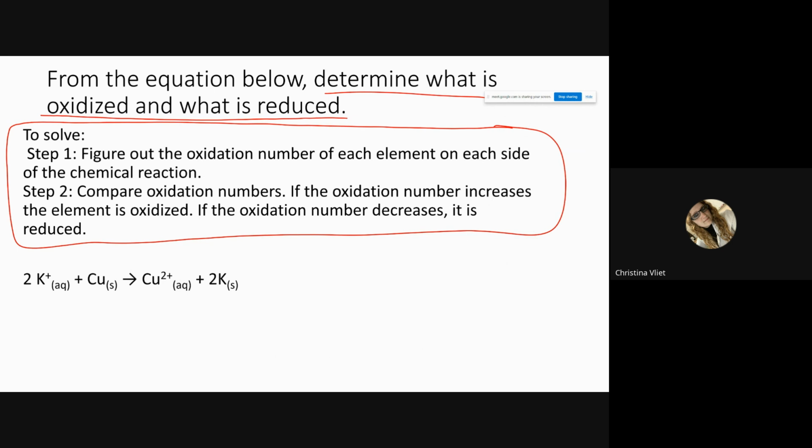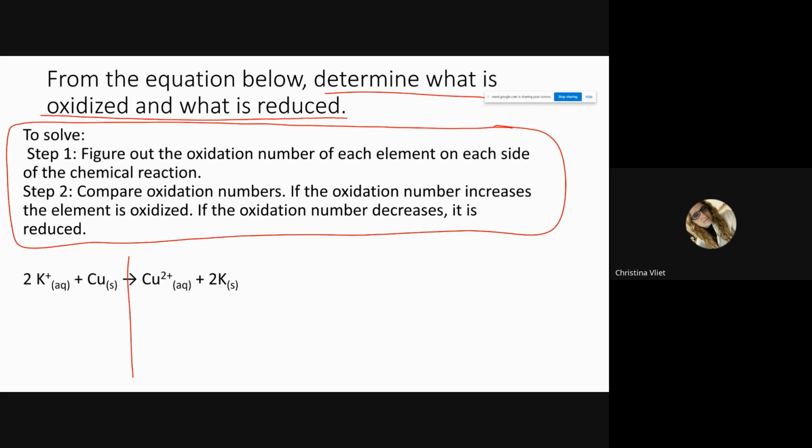All right, so just like balancing equations, we can treat this similarly, where the arrow is your dividing line between your reactants and your products. Instead of counting amounts of elements, you're going to get the charge of each element on each side of the reaction. The charge, also known as the oxidation number.